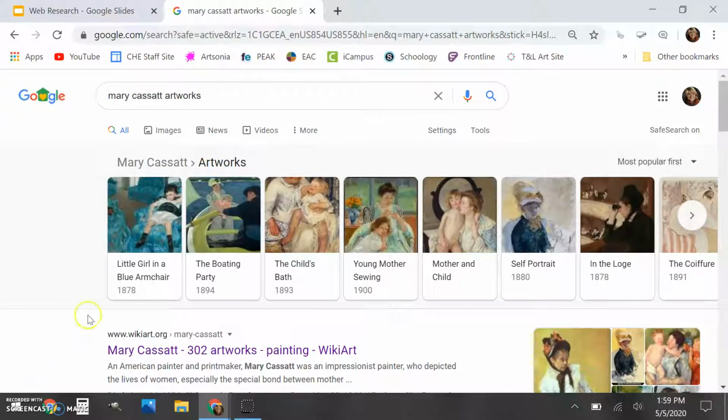I hope this gives you a good idea about how to find information and artworks by your artist so that you can share what you find with the rest of the class.